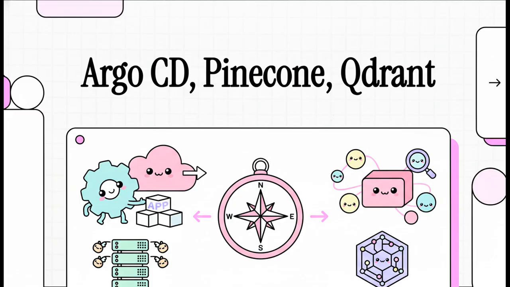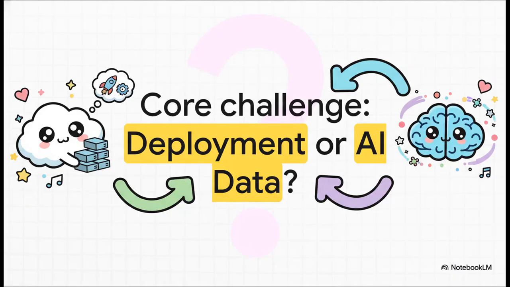Let's get into it. Look, it really all comes down to this one simple question. What's the fire you're trying to put out right now? Are you wrestling with how to get your applications deployed reliably and consistently? The whole continuous delivery thing? Or are you neck deep in the world of AI, trying to figure out how to manage all this complex vector data that powers your cool new features? Your answer to that question is going to send you down one of two very different paths.